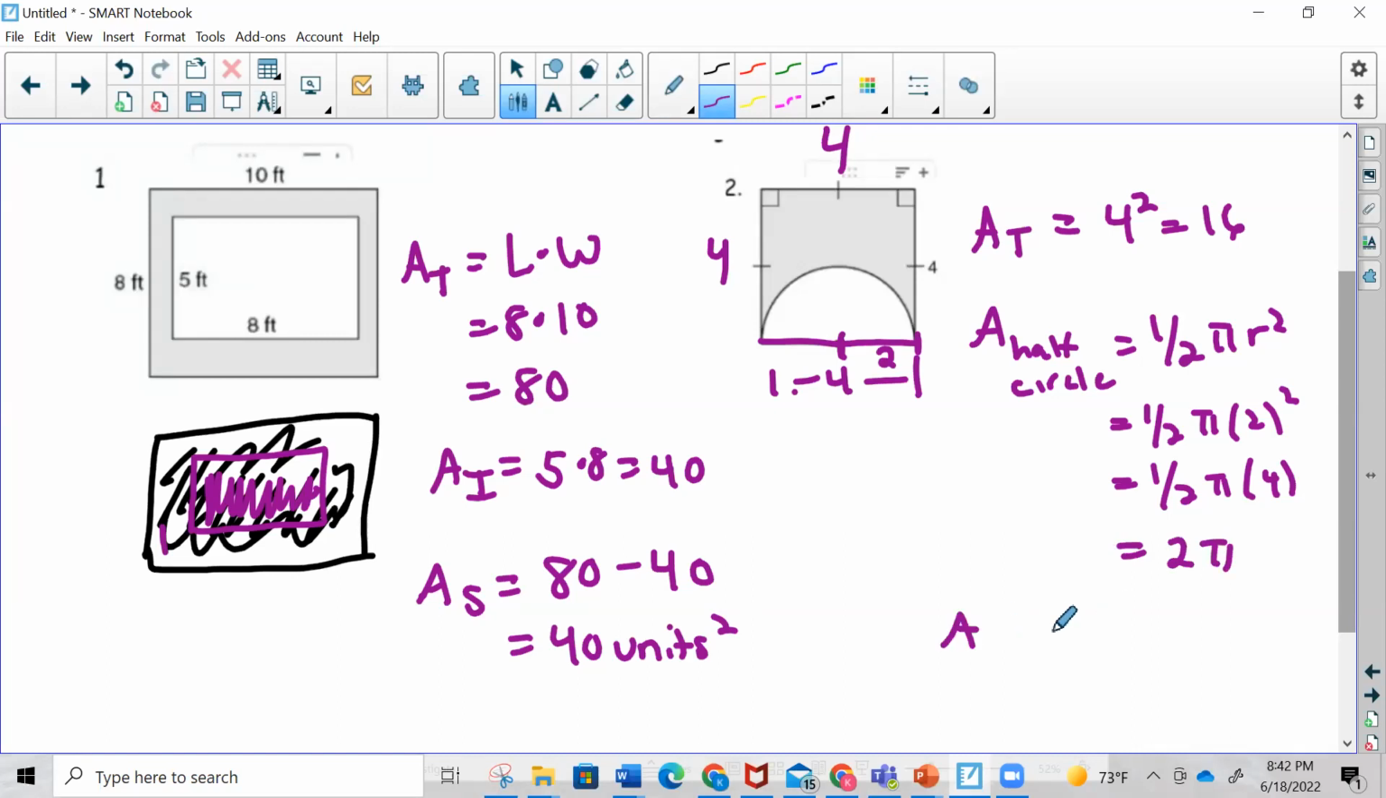And then the area of the shaded would be 16 minus 2 pi. And that's what it is in terms of pi. And then you would use the pi key on your calculator. And that gives me 9.72 if I do 2 decimal places. So that's how you do the shaded region. Let me know if you have any questions.